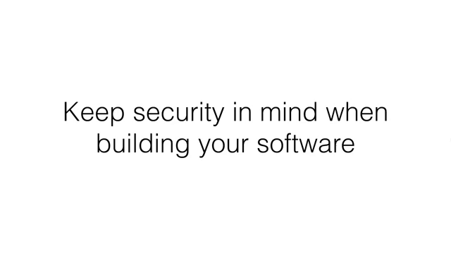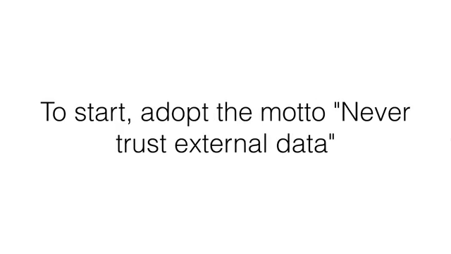The main thing is to keep security in mind when you are building your software. If your software is going to be interacted with by lots of people, then you need to think about how those different people are going to use your system and the implications of that. To start with, adopt the motto, never trust external data. That's probably the key one, as useful not just from a security perspective, but also from a program integrity perspective.